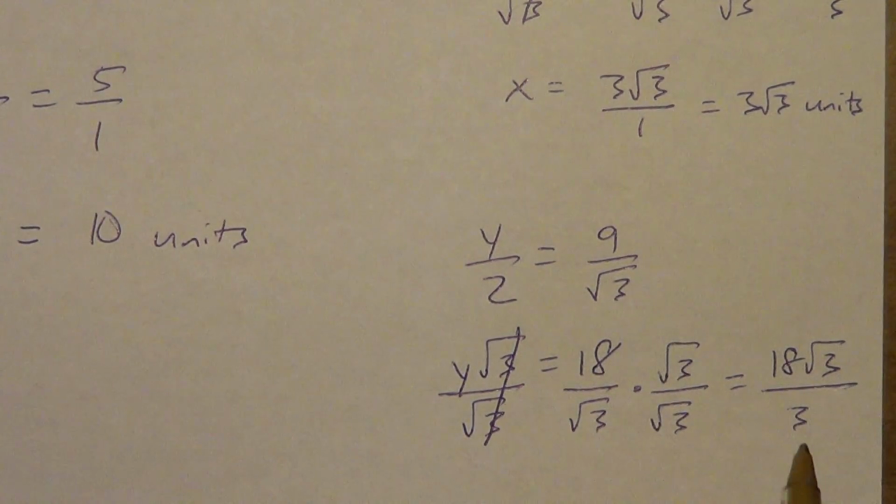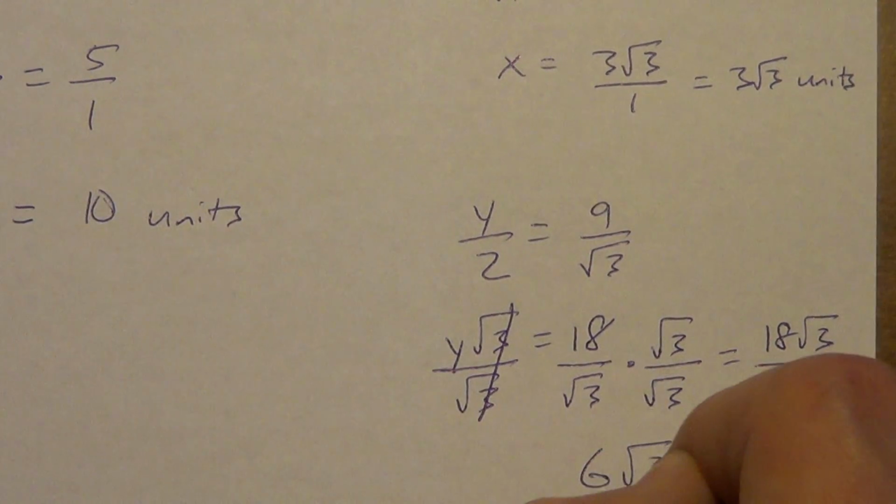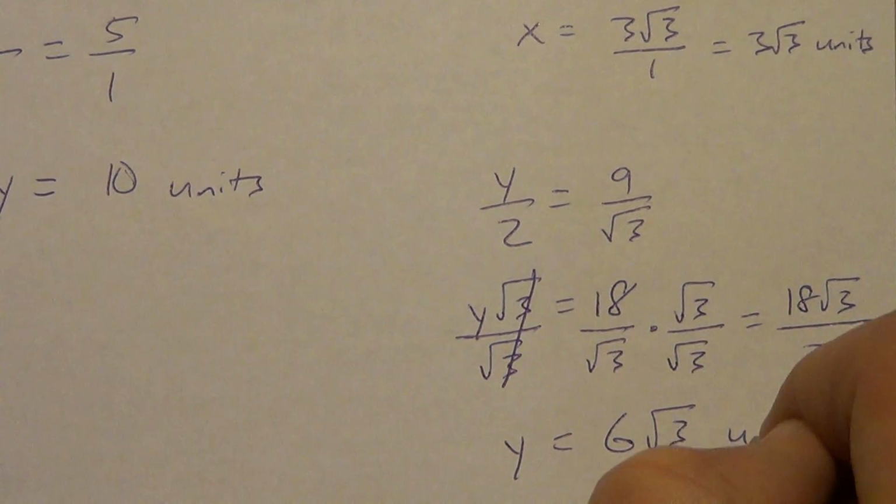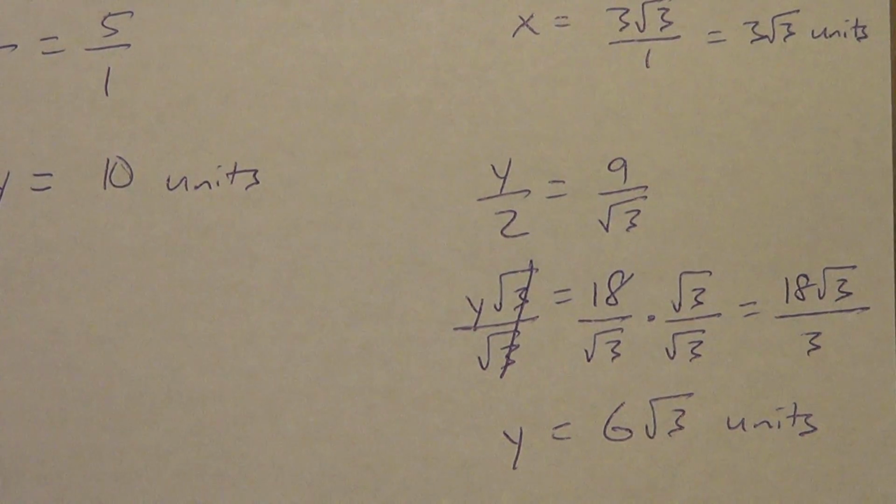18 and 3 are both divisible by 3. So 18 divided by 3 is 6. I still have that root 3. 3 divided by 3 is 1. I don't really need that, so y equals 6 root 3 units. All right.